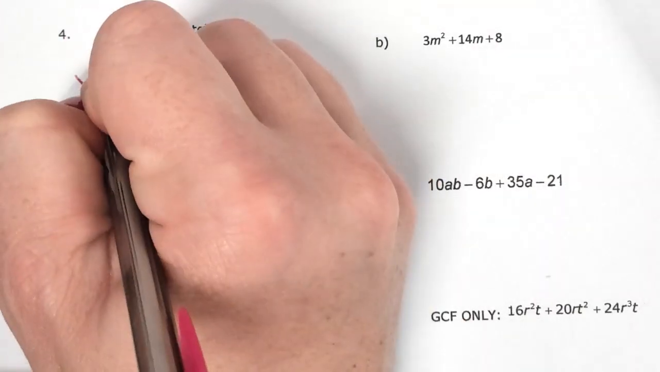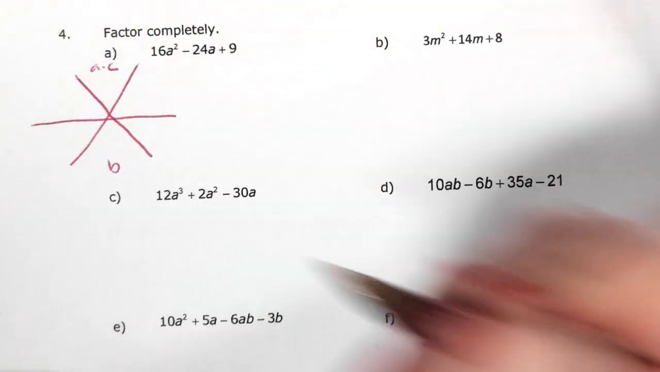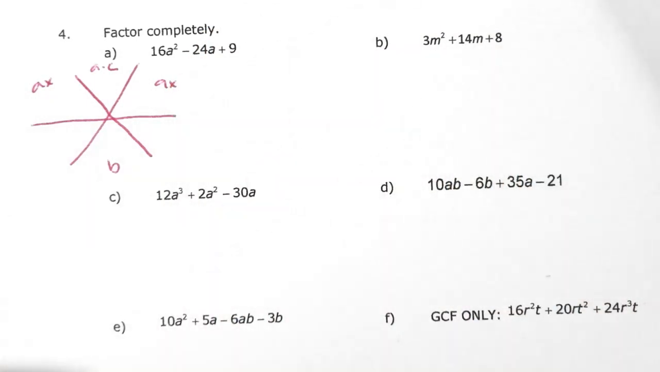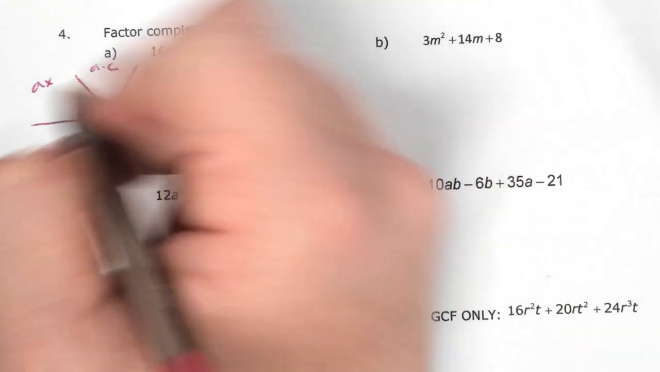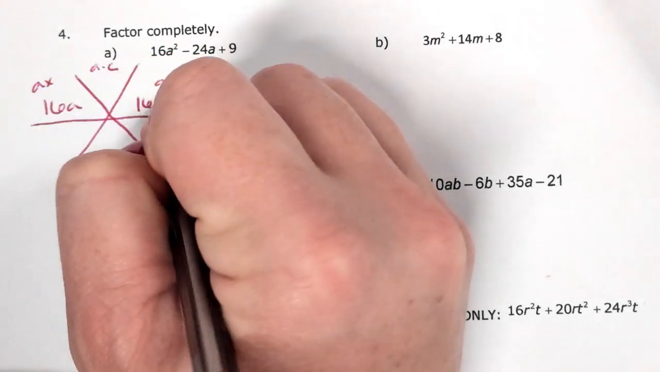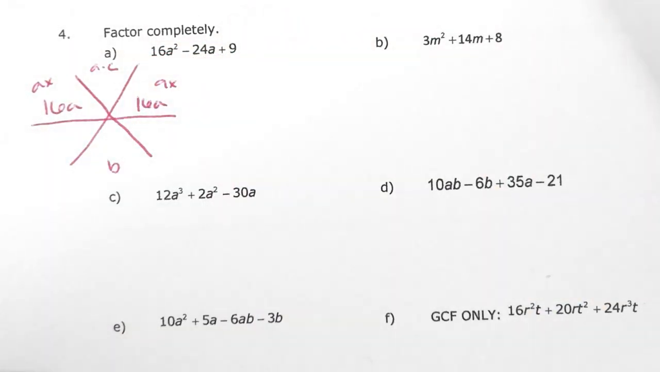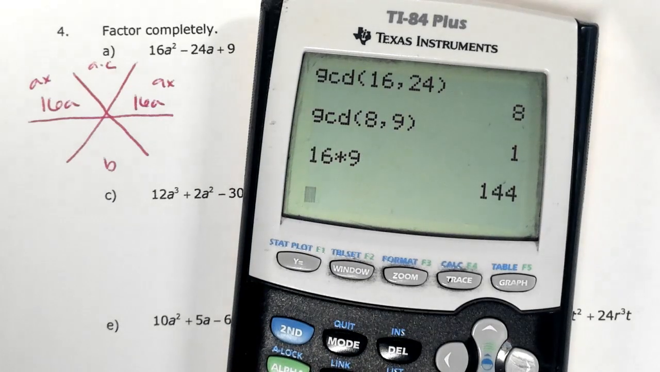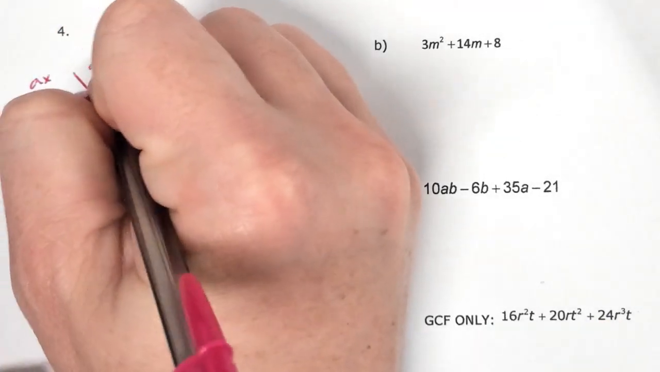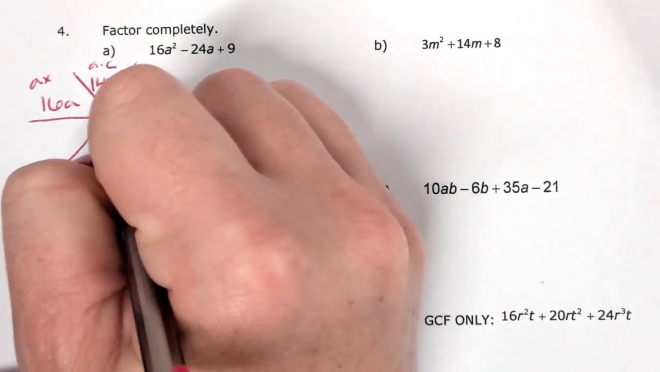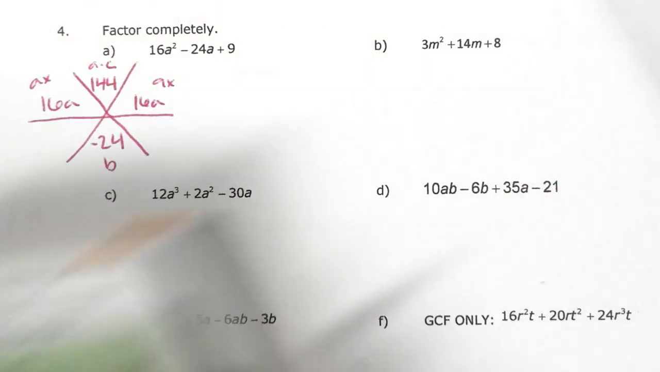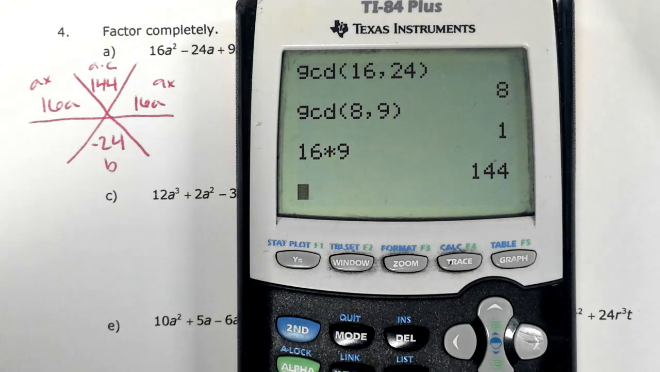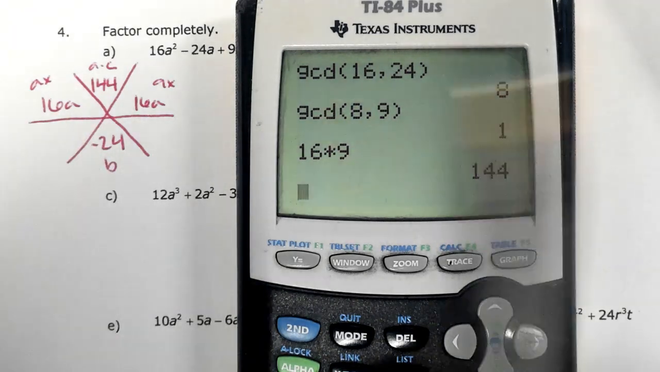A refresher on the snowflake: we do A times C on top, B on bottom. AX, well, here we used A instead of X, which is fine. So we know A is 16, so this is going to be 16A. We also know on top we're going to have 16 times 9, A times C, so 144. And B is bottom, negative 24. So we have to figure out what multiplies to give us 144 and adds to give us negative 24.